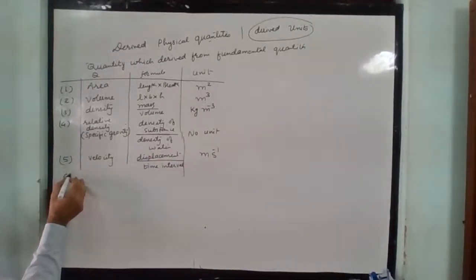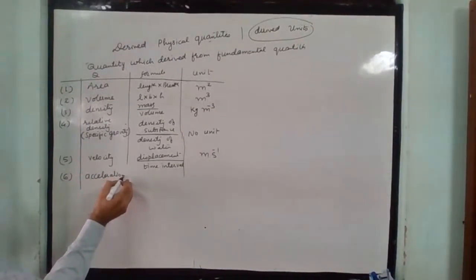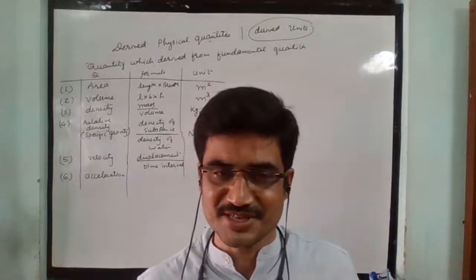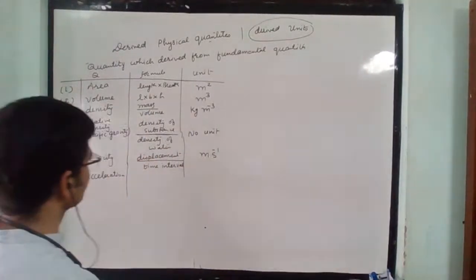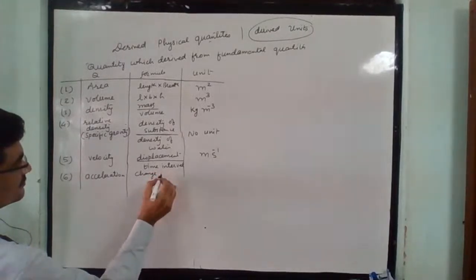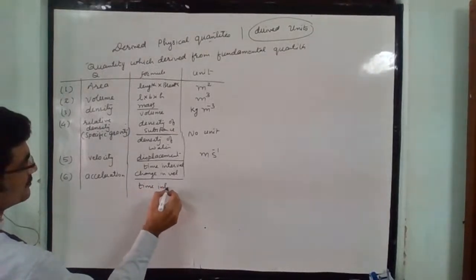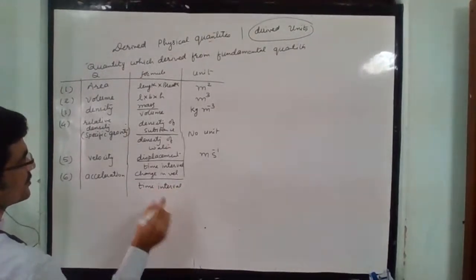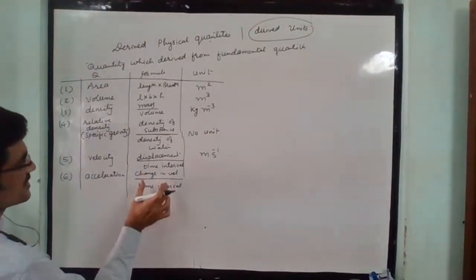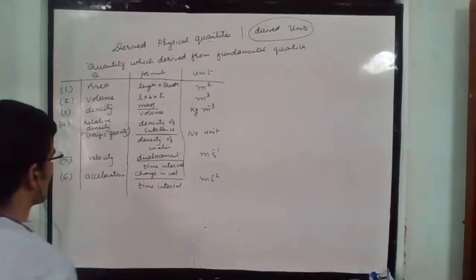Then I am taking acceleration. Acceleration is the change in velocity divided by time. Change in velocity is also one kind of velocity, so meter per second divided by seconds. It's meter per second square.